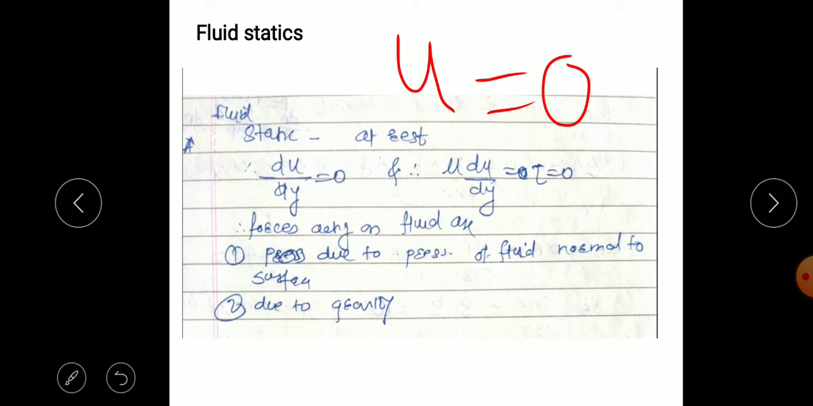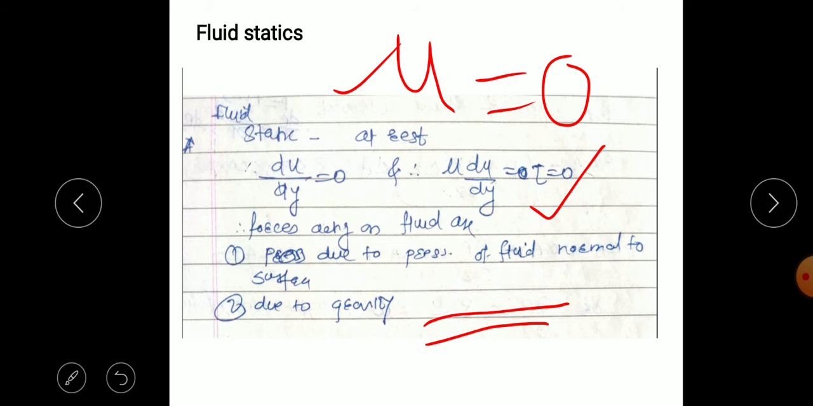A simple example: fluid may be in a container. In that case the fluid velocity is zero, or a stationary fluid is there. So at that time the velocity component u is zero. We know Newton's law of viscosity, mu du by dy is equal to shear stress. So tau is equal to mu du by dy. As the change in velocity will be zero, the shear stress will be zero.